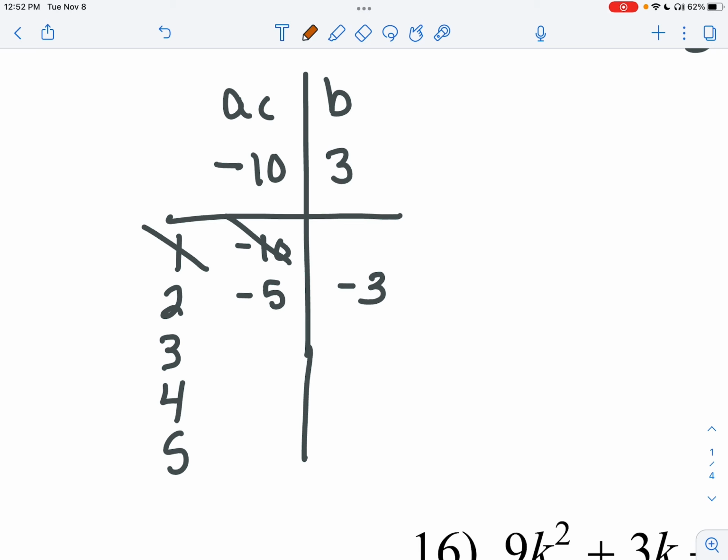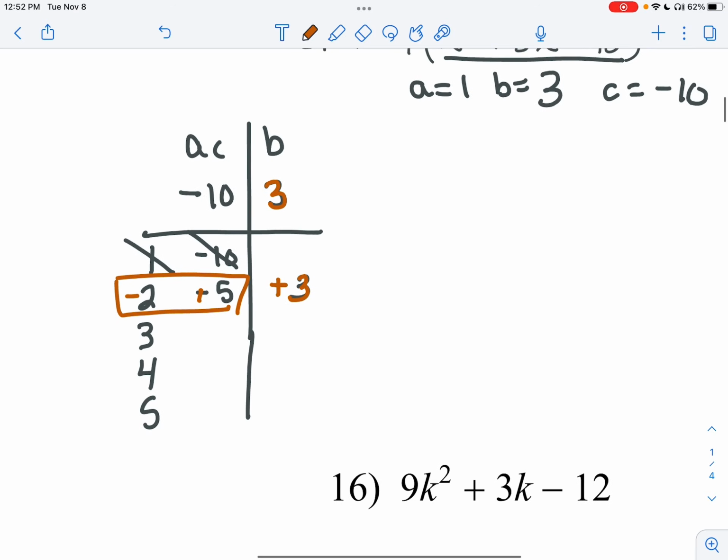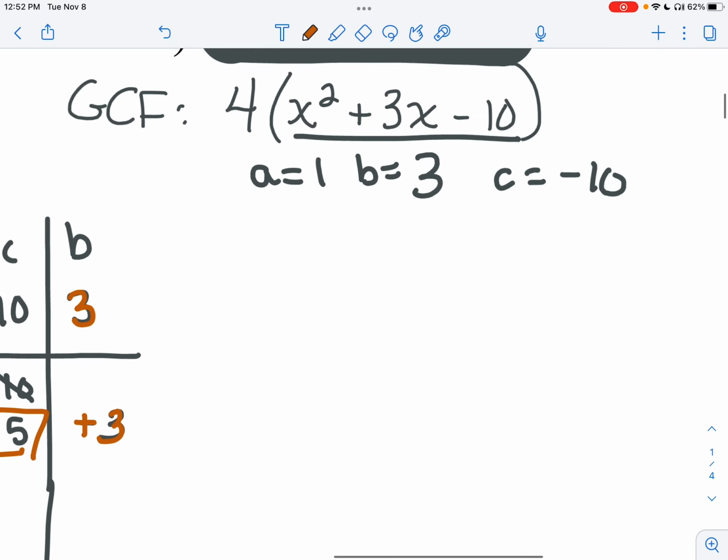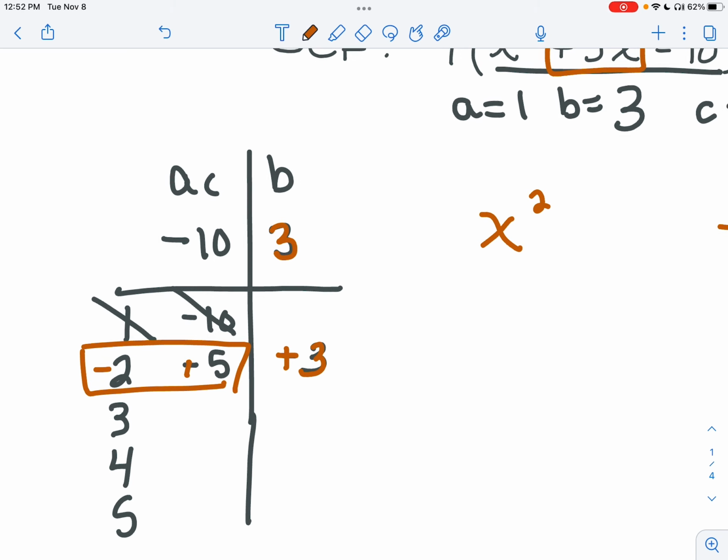The good news is if you get the correct numbers but the wrong sign, you can change your signs and it will still work. So if I use a -2 and a +5, it will work. Now if you use grouping, you will bring down that x squared, you will bring down your -10, but you will not bring down the plus 3x. You will bring over a -2x and a plus 5x.